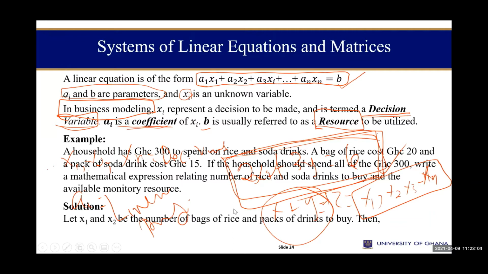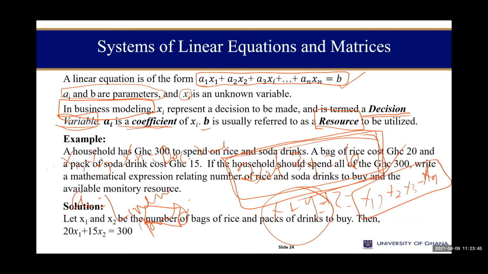All right, so let's see the solution. Let X1 and X2 be the number of bags of rice and packs of soda drinks to buy. Then we are told to formulate this whole problem in what? A mathematical expression. Note that now I know the unit cost for a bag of rice and the unit cost for a pack of drinks. If I buy these together and add them, it should give me the total amount I need to what?